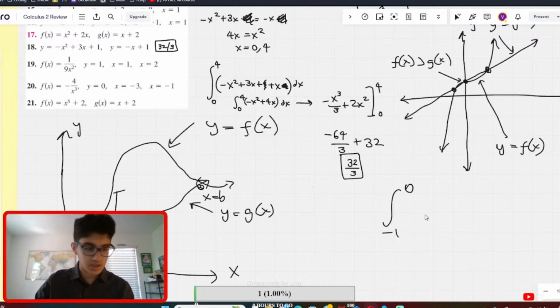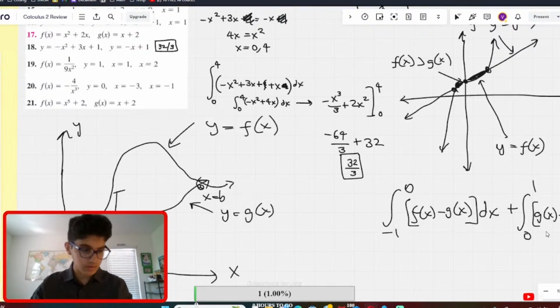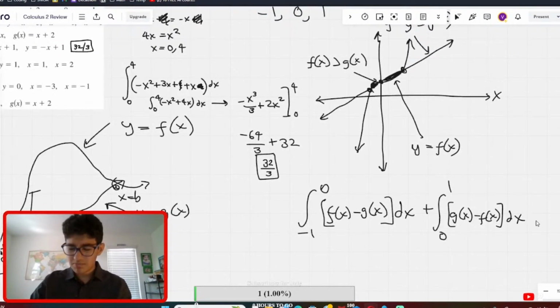We can prove this pretty easily. You can literally just plug in any value in between, but it's easier to just see it with the graph, so I'm not going to actually do that. Here we just have the integral of f of x minus g of x dx. And then we add, so this is that area over here. And the other area over here is from 0 to 1. It's going to be g of x minus f of x. So all that's left to do now is evaluate these two, which we can do pretty easily.